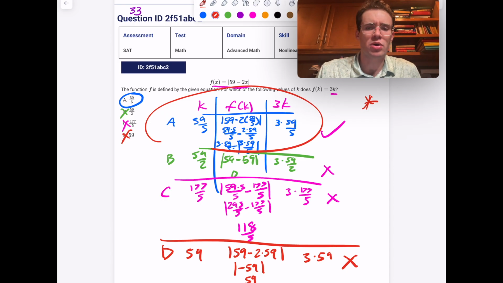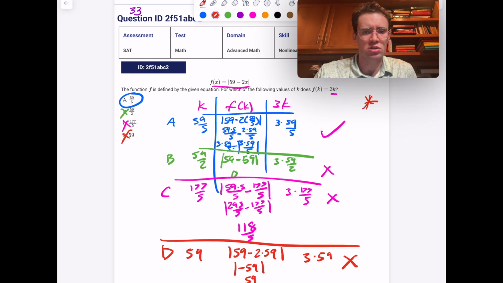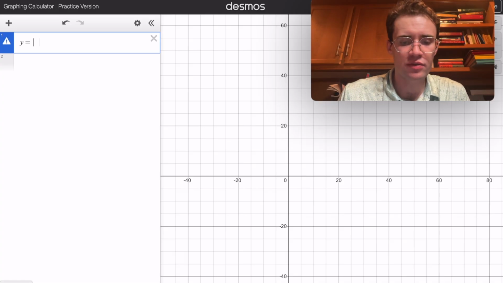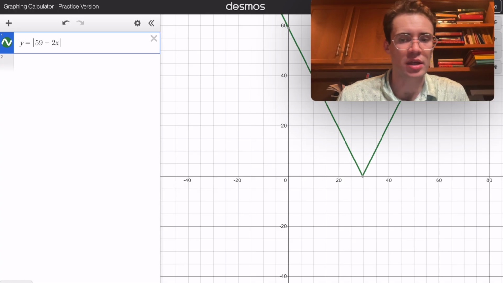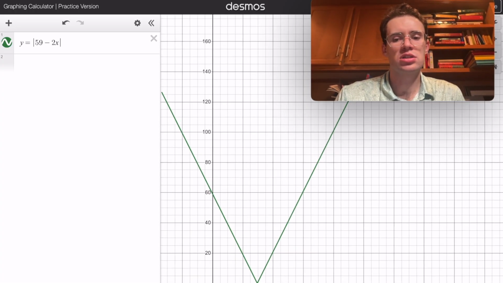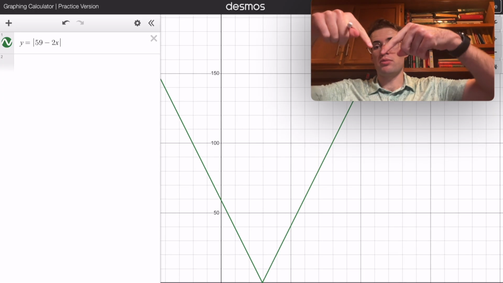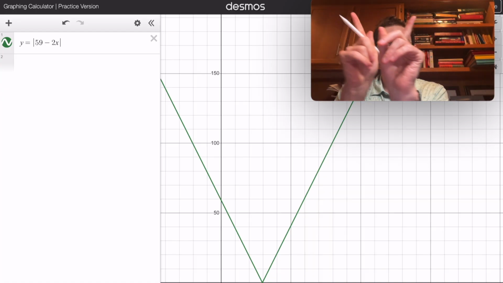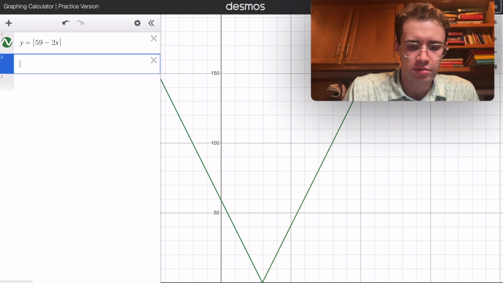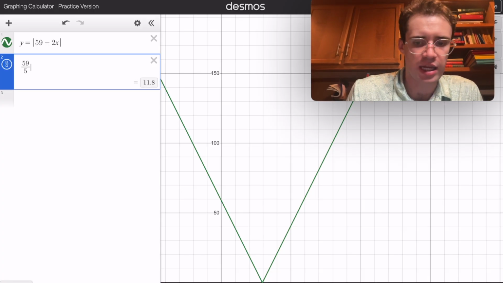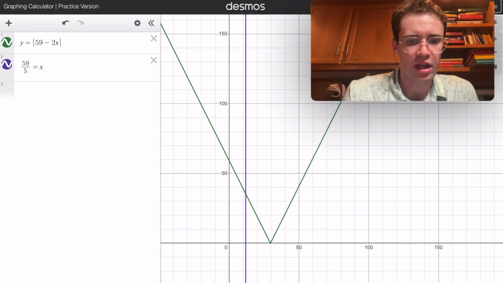But maybe you're not super comfortable with fractions. Here's what you could do. You could go y equals the absolute value of 59 minus 2x. Okay, so we've got this. Absolute value functions look just like a line, except once they reach this bottom point, it goes back up. So it makes a V shape. And we would just figure out, all right, what were our options? We had 59 fifths. So we would just say that's equal to x. So x equals 59 fifths, right?